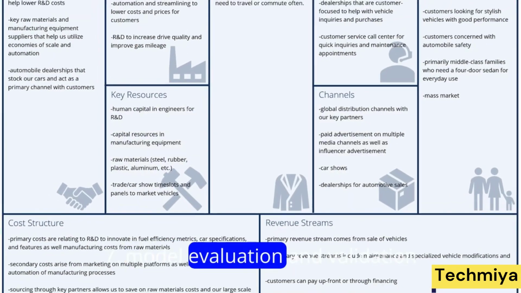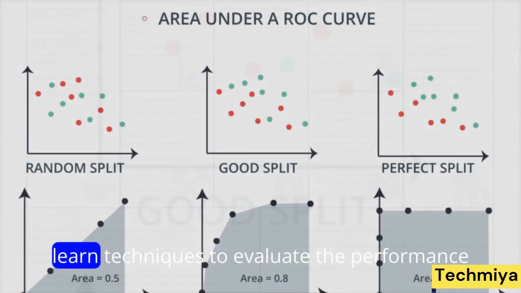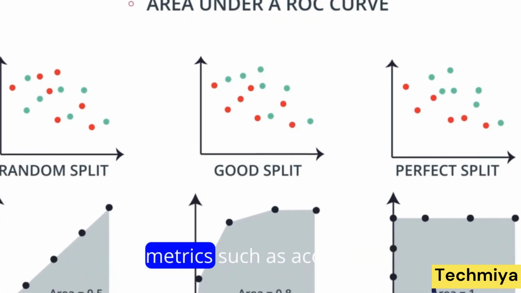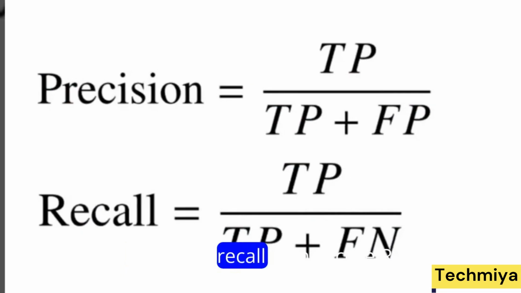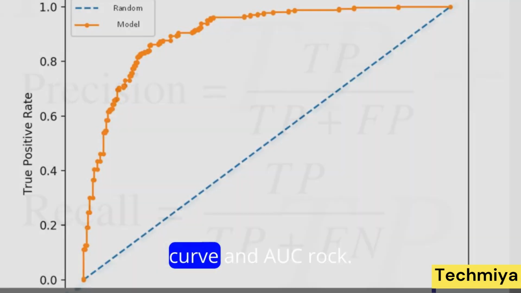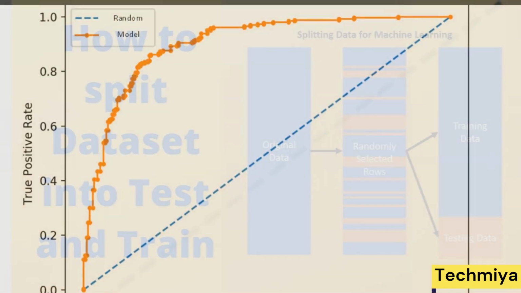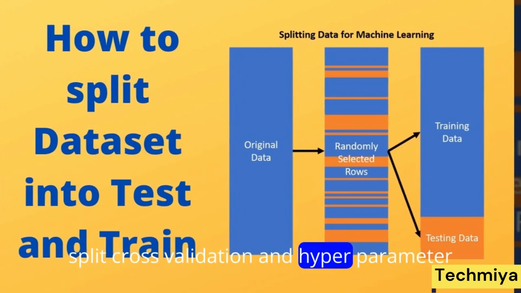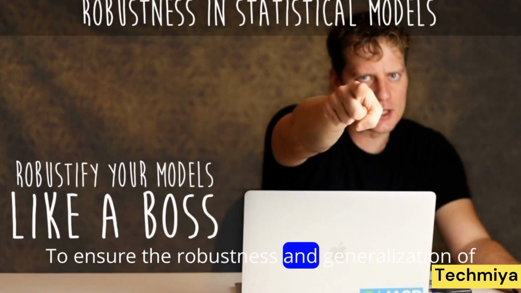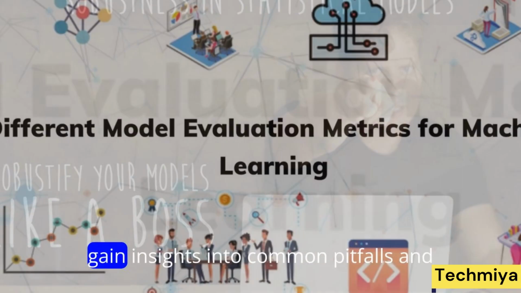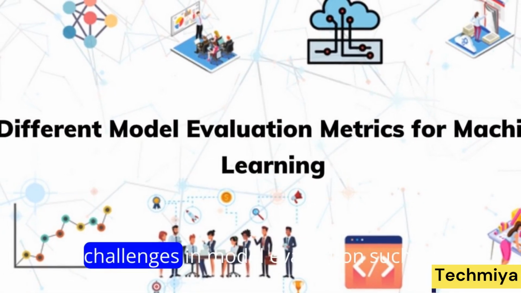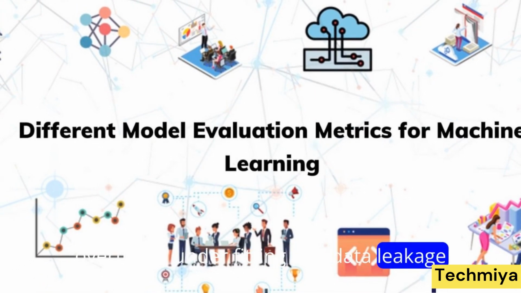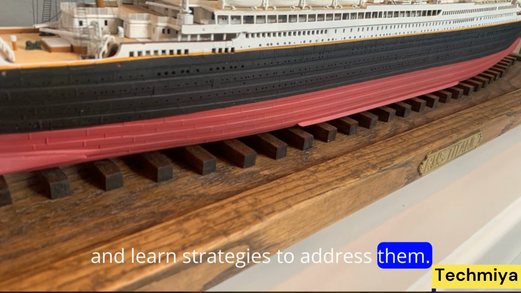7. Model evaluation and validation. Learn techniques to evaluate the performance of machine learning models using appropriate metrics such as accuracy, precision, recall, F1 score, ROC curve, and AUC-ROC. Understand the concepts of train-test split, cross-validation, and hyperparameter tuning to ensure the robustness and generalization of the models. Gain insights into common pitfalls and challenges in model evaluation, such as overfitting, underfitting, and data leakage, and learn strategies to address them.